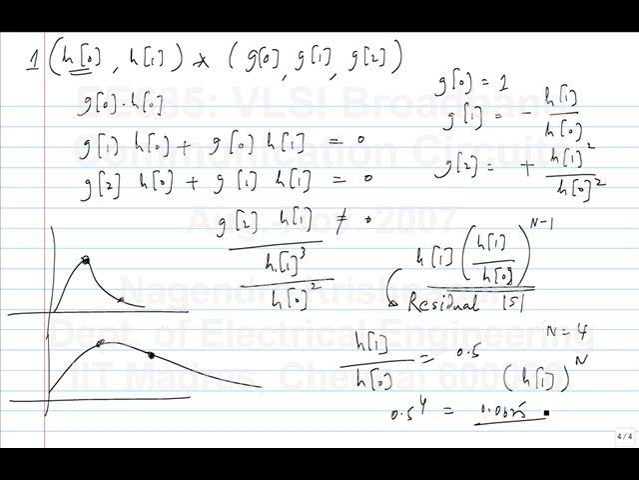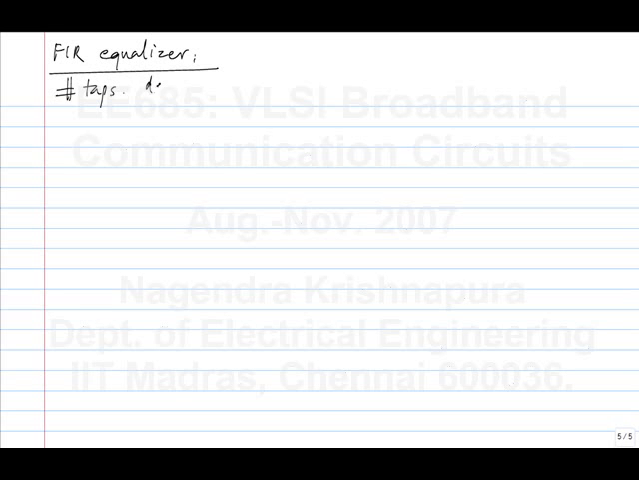So you can make it better, but you don't have to go to an infinite number of taps, based on how many non-zero taps you have in the channel impulse response and the size of those taps. Any questions on this? Number of taps depends on the magnitude of ISI.